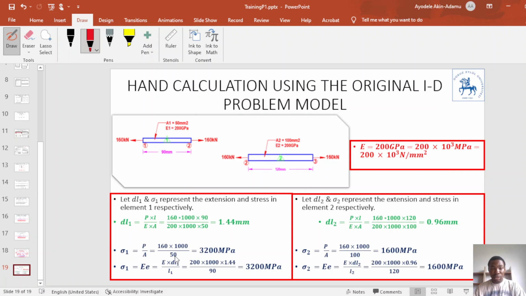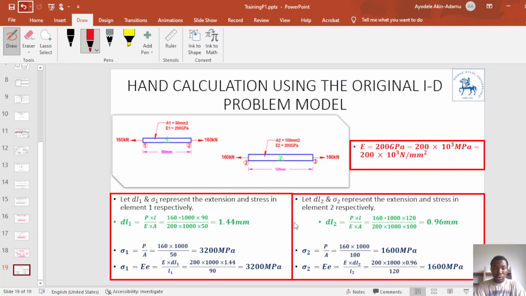The same thing can be applied. What we did for material 1 can also be applied to material 2, so I'm not going to go into the same explanation. Under the 160 kilonewton force, material 2 is stretched by 0.96 mm, and the internal stress generated is 1600 megapascal.